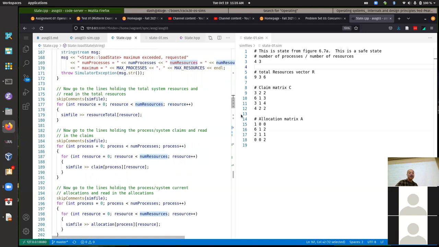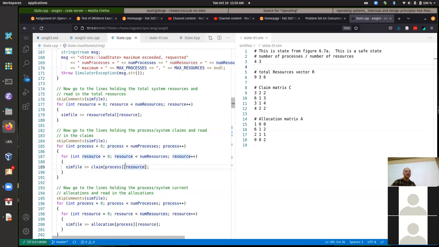2-dimensional array here. So we're going over the processes in the outer loop, because we want to start by reading in the claims for process zero. So we start at process zero. Then for process zero, we're going to be reading in the resources one by one, so each of the 3 values on that first line. So the resource will go from 0 up to the number of resources.